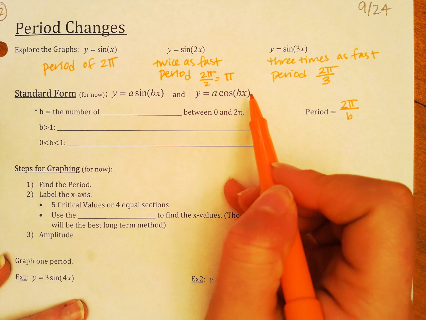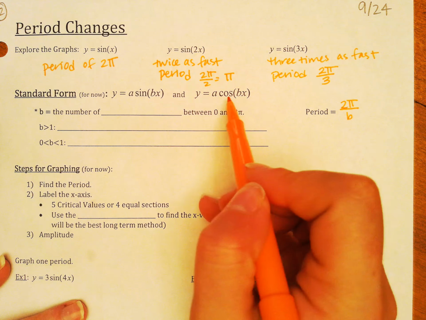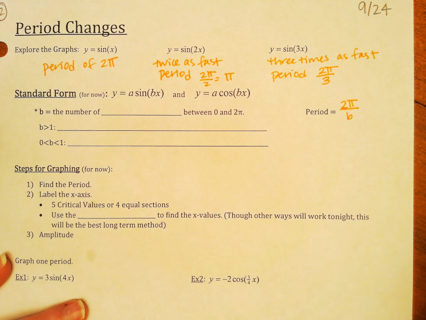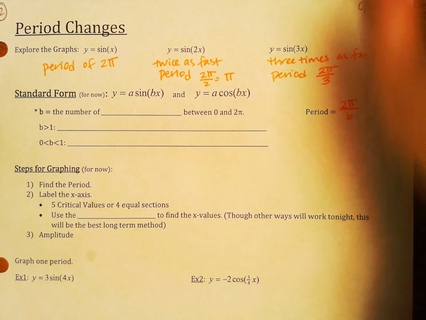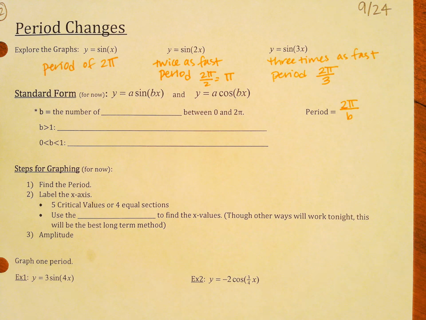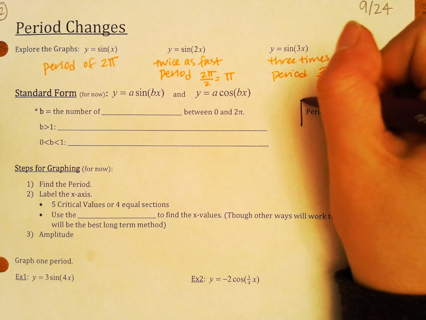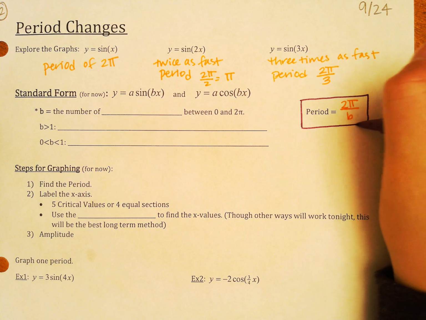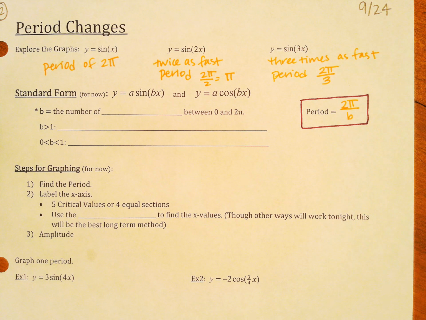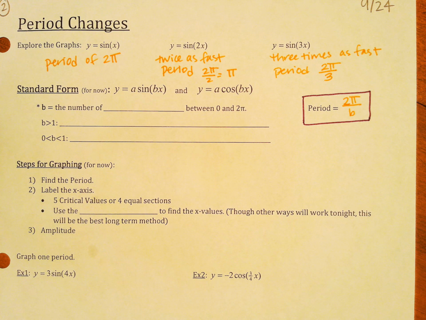and b is that number that's in front of x in either sine or cosine. Remember, a is the amplitude. So now we have a new kind of standard form that we're adding on. Last lesson we just looked at that one piece with the amplitude, and that was our standard form. Now we have a new section to deal with for our standard form, and it's the period change, whether we're going faster or slower.